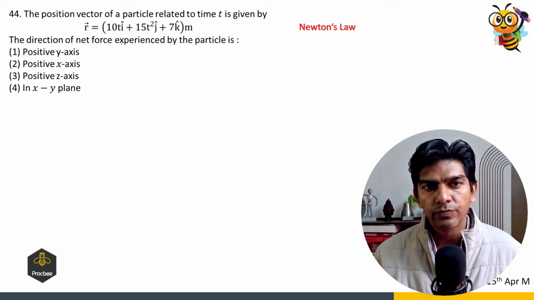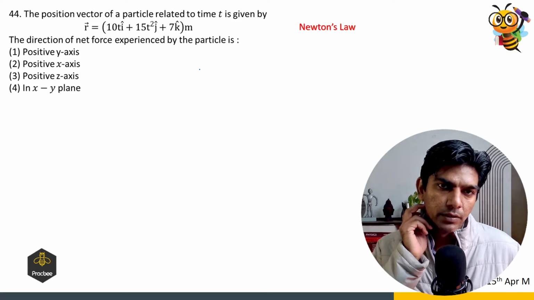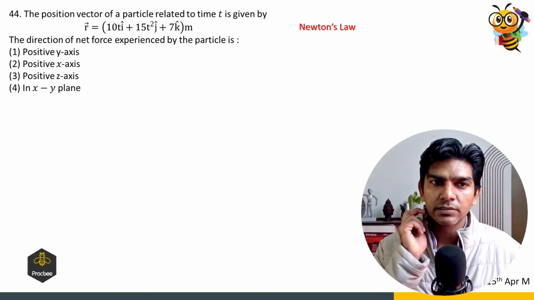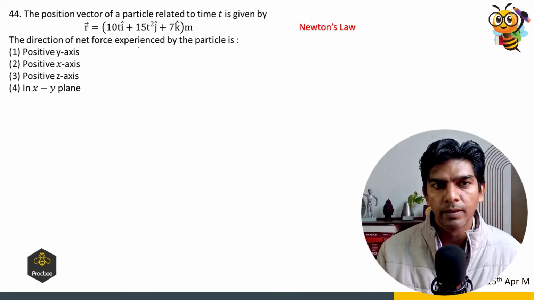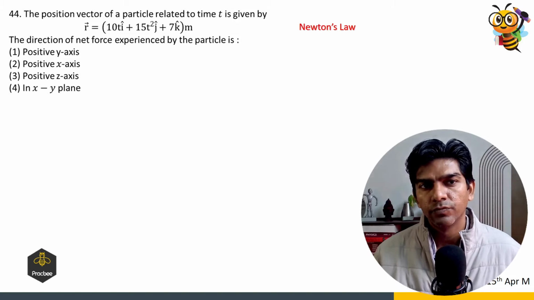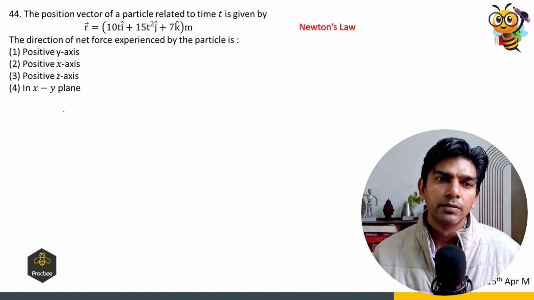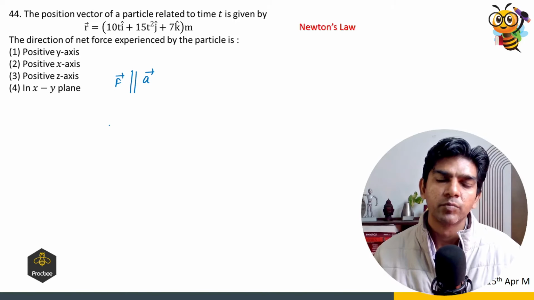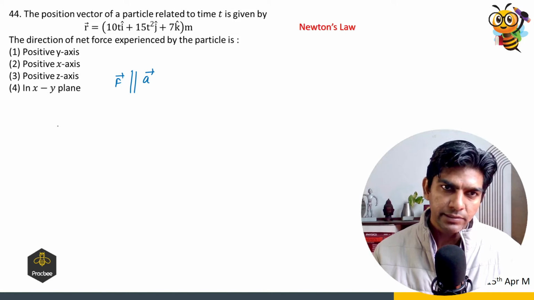The direction of net force experienced by the particle. So again, we're going to find the acceleration, and if we multiply acceleration with the mass, we will get the direction of the force, right? Once we know the acceleration, we can find the force. And force is parallel to acceleration, right? So let us find the acceleration first.